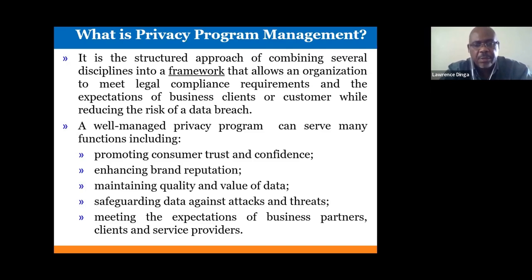It also enhances brand reputation. If you are keeping people's private or personal data and you've not been breached, then you enhance your reputation. Also, it maintains the quality and value of the data. It also safeguards the data against attacks and threats, and meets the expectations of business partners, clients, and service providers. Those are some of the things you can enjoy when you put a proper privacy program in place within the enterprise.